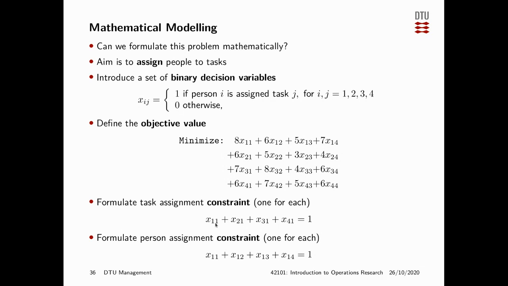So here we want to ensure that each person does exactly 1 task, and we need a constraint of this form. Okay, so this constraint just says that person 1 does 1 of the available tasks, and there are 3 other constraints of this type corresponding to persons 2 through 4.